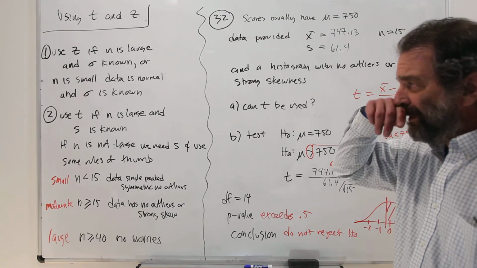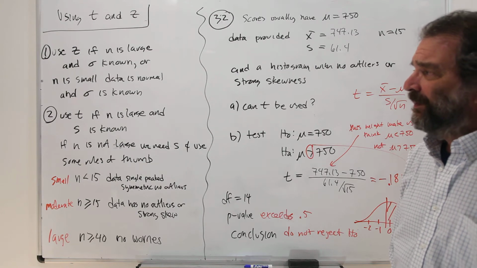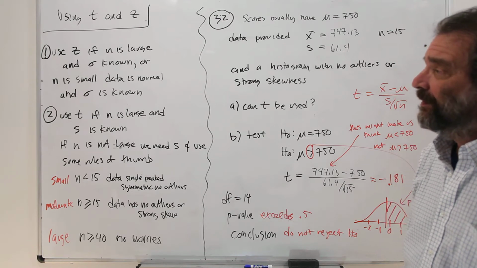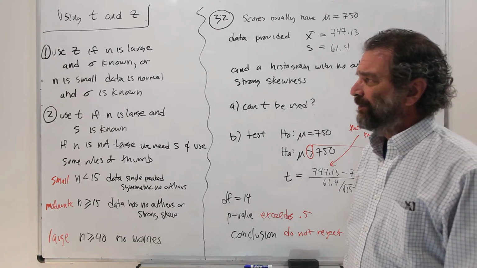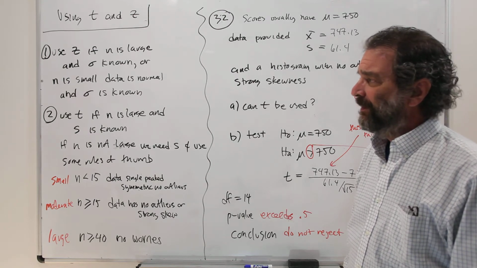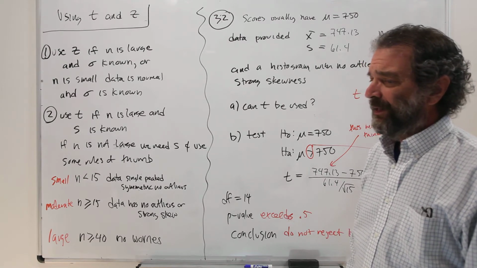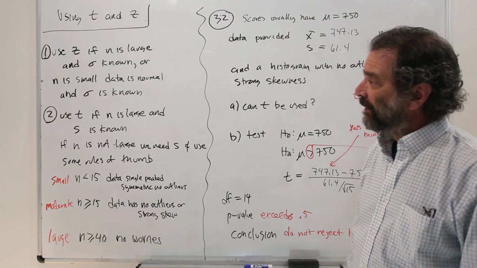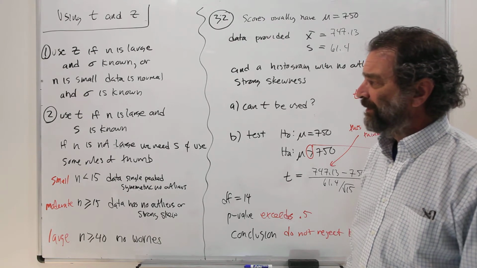Number 2, use T if n is large and S is known. S is the sample standard deviation. Once again, if n is large, x bar will have a normal distribution by the central limit theorem, so we don't worry about the distribution of the population when n is large with T or Z. If you see S, you really don't have sigma, so you can use T. If n is big enough, T is going to look just about like Z anyway, but you go to the tables and use T.